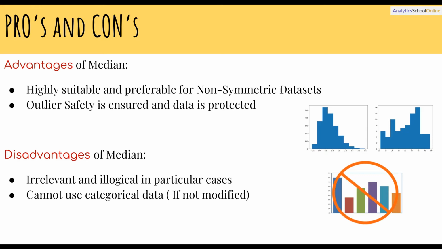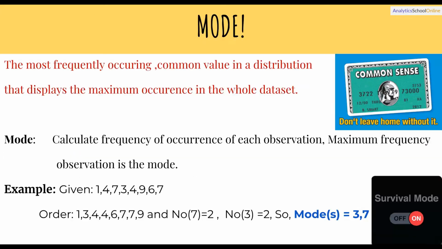And also there are some disadvantages of median. It can again not be used for categorical data because it again involves calculation unless modified, and sometimes the median value does not give the actual central tendency of the data set, but that is very specific to certain types of data, and once you learn and grow with us you will understand where and where not to use median.